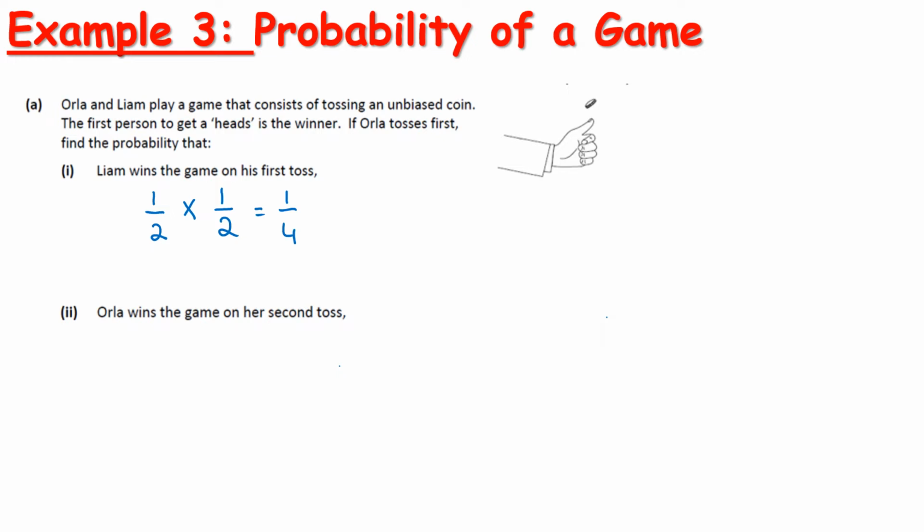Orla wins the game on her second toss. Well, that means Orla loses and Liam loses and Orla wins, which gives us a 1 in 8 chance.